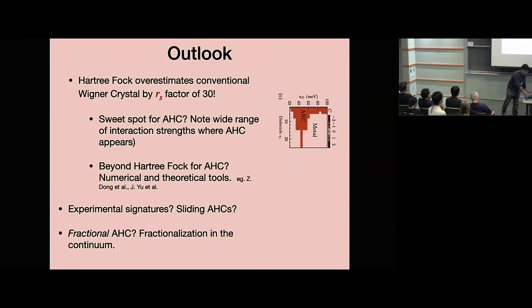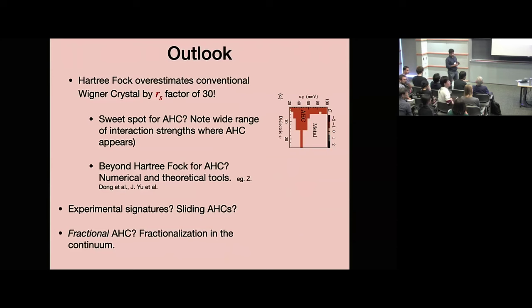So I have a question in this direction of beyond Hartree-Fock, because as you say, Hartree-Fock is biased toward showing ordered states. So the question is, how robust do you expect these states to be? You are talking about this sweet spot. Do you really believe that there will be a spot there that will survive quantum fluctuations, dynamical fluctuations, whatever you can then include in your numerical and theoretical tools?